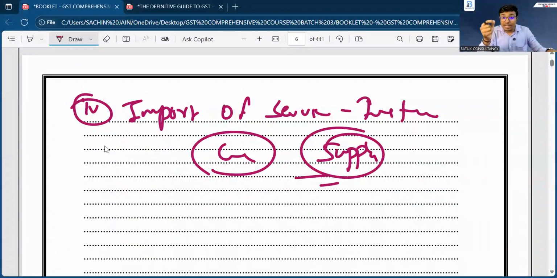Those are the points which are related to manipulation. Government has already included them. You may manipulate in case of your branch transfer, government has included. Principal and agent, government has included. Your business assets transfer or disposal, government has included. And import of service, government has included.